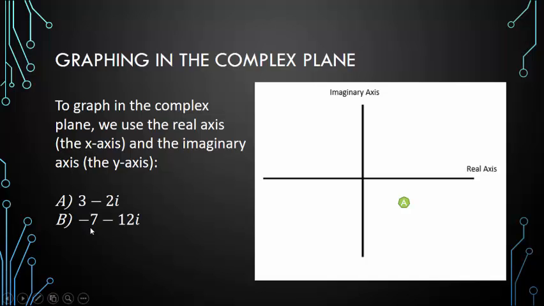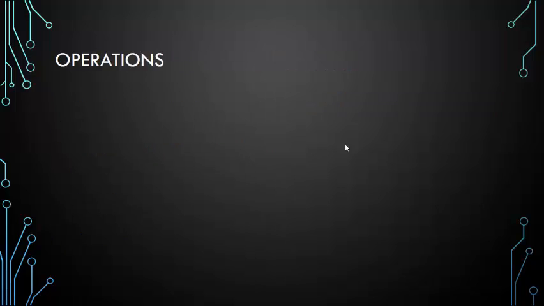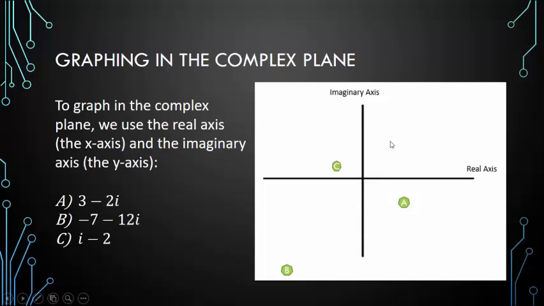So this would be A. Point B, the real part is negative 7. We'll go to the left of the origin, negative 7, and we would go down negative 12, so that B would be in quadrant 3. Now see, I tried to confuse you. The real part is -2. The imaginary part would be 1. And so -2 will go to the left 2 and up 1. This will be in quadrant 2. And to get in quadrant 1, your real and imaginary part would both have positive signs.